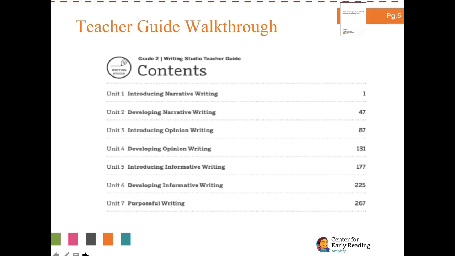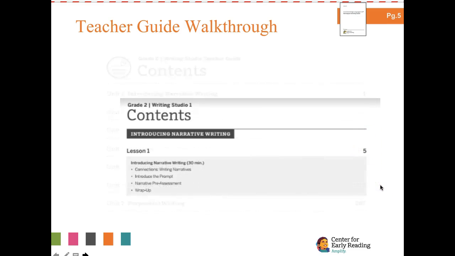The teacher guide, as we've stated before, contains all 7 units in one book. So the first page is just going to tell you what page number each unit starts on. Once you get to a unit, you're going to see another table of contents. This time it's going to call out the lesson by lesson and give you a high-level overview of what's happening in each lesson within that unit.